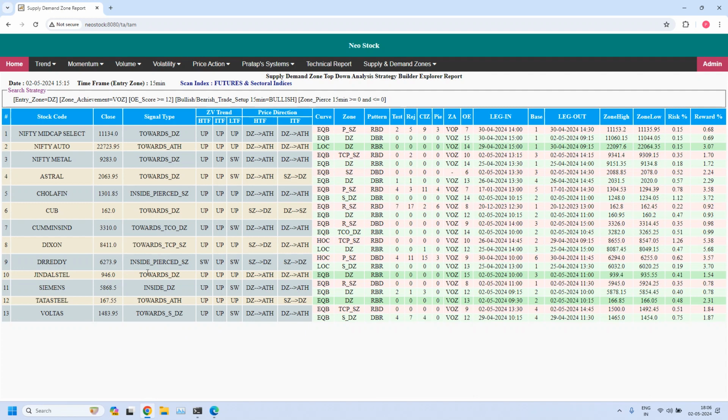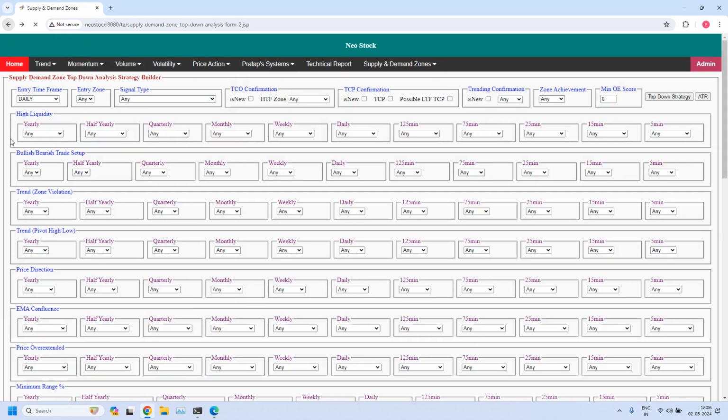Okay, this is about a bullish trade setup. Now let us generate a bearish trade setup for daily income trade. So I'm going back. For daily income trade, bearish trade setup, entry time frame is 15 minutes, but this time entry zone should be supply zone, because for a bearish trade setup we always plan short trades in supply zones.